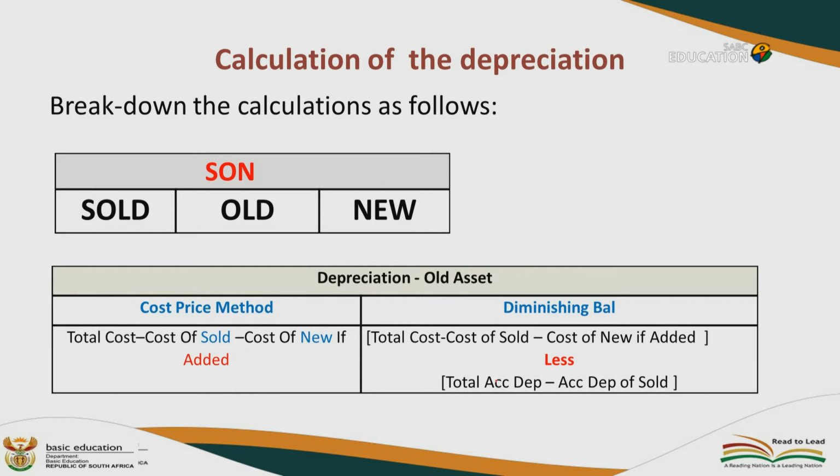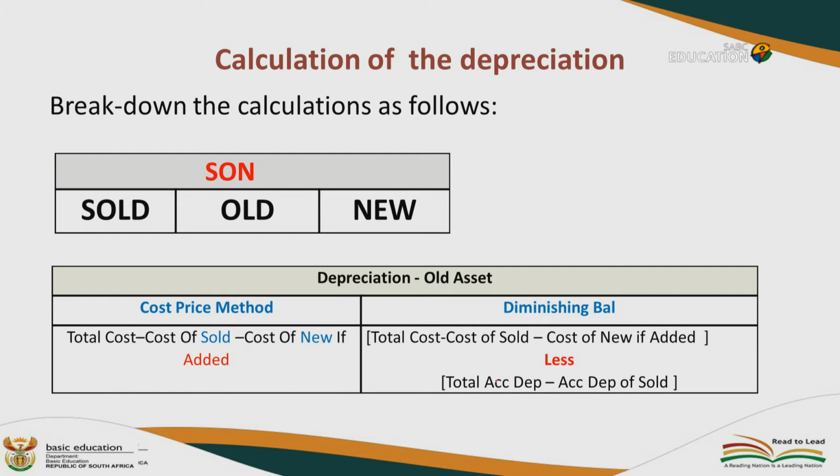You will have the assets that are sold, that are being disposed of. You are going to have the assets that are old, which are going to remain in the business when you sell other assets. You will also have new assets in the business. So these are the three categories that you are going to come across in any of your calculations. And in short, these are called SON, S-O-N.